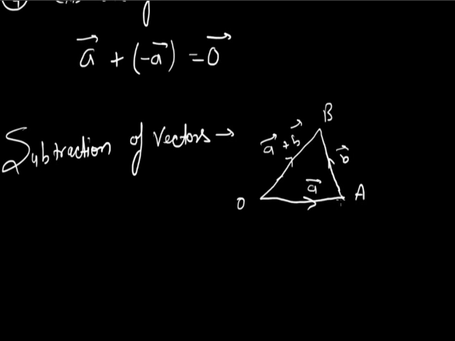Now to subtract the b vector from a vector, take the b vector in this direction, to point C. So it is in the opposite direction, so that is minus of b vector. Now the resultant OC is a vector plus minus of b vector. That is the resultant, a vector plus minus of b vector. Now this is the subtraction of vectors.